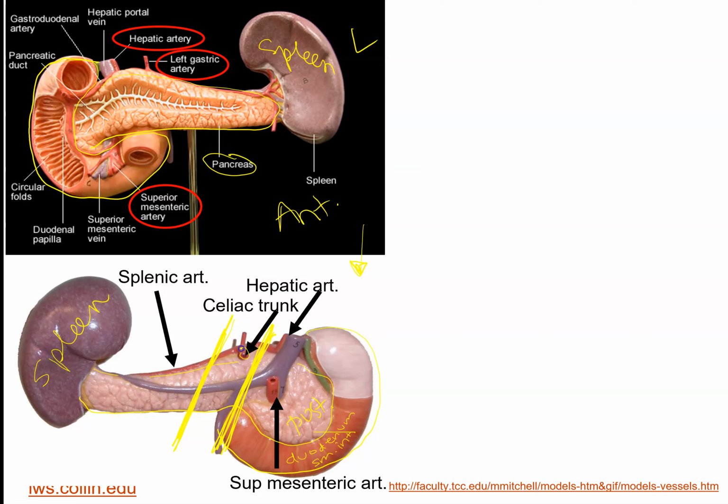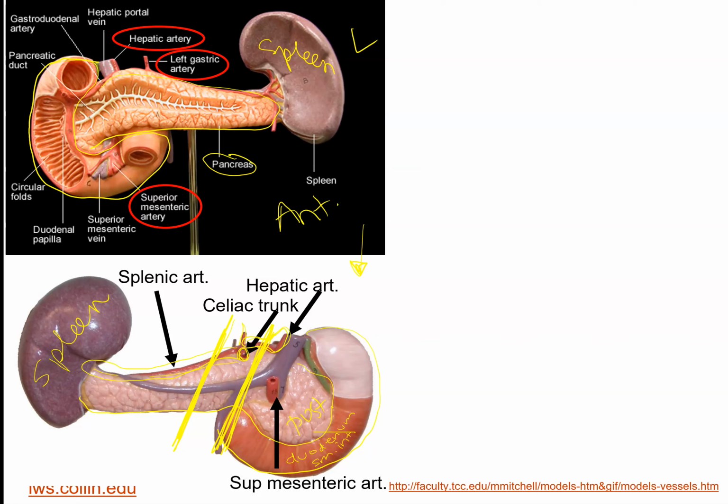And this is your celiac trunk. And then you have these branches coming off of it. So up top is going to be your left gastric artery. And then going over to the spleen is the splenic artery. And going over to the liver is going to be your hepatic artery.